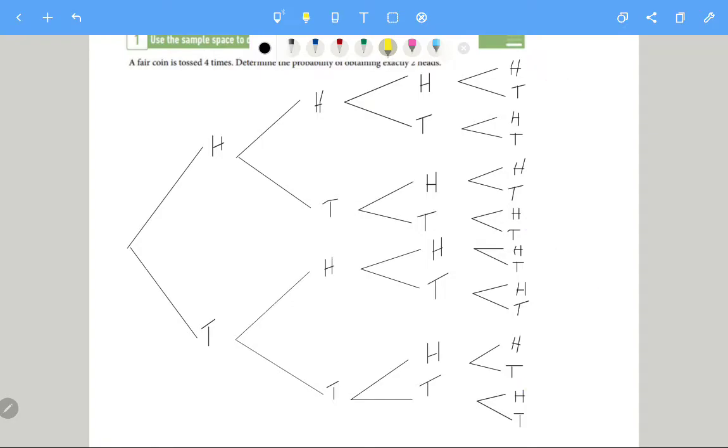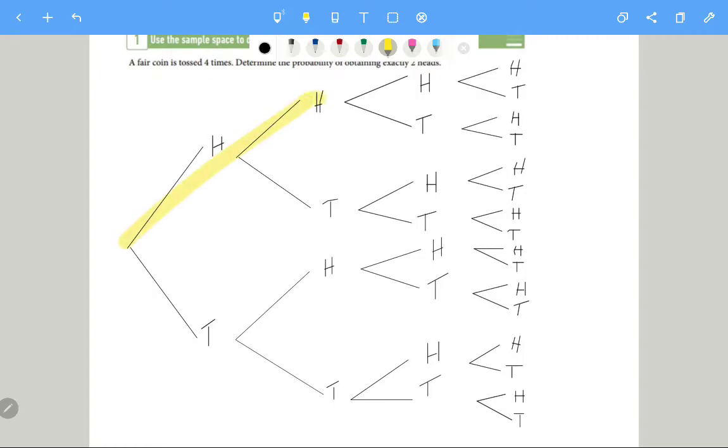Alrighty, so this is the outcome, and you can see that in total there are 16 outcomes, and that comes from the fact that there's 2 outcomes in the first round, 2 in the second round, 2 in the third round, 2 in the fourth round. So in total, 2 times 2 times 2 times 2 gives us 16. And we're only interested in the outcomes in which you get exactly 2 heads. So we could list them all out, or we could just look for them.